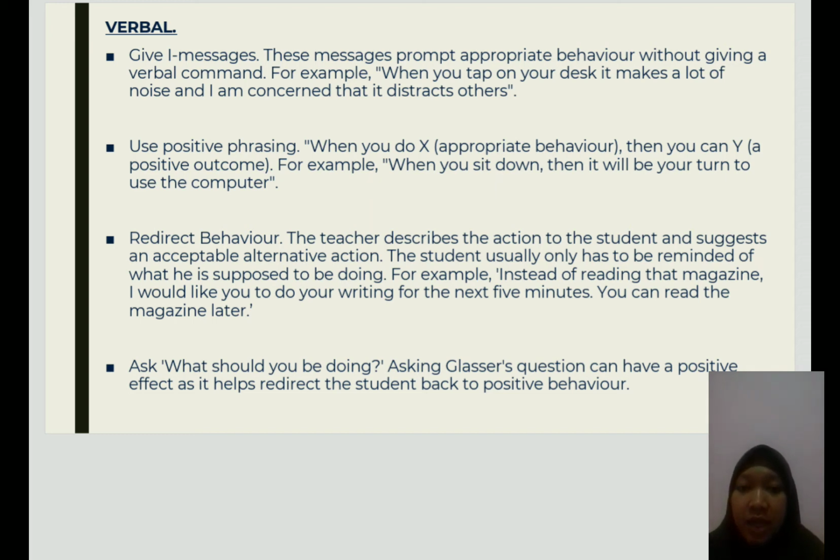Redirect the behavior. The teacher describes the action to the students and suggests an acceptable alternative action. The student usually only has to be reminded of what he is supposed to be doing. For example, instead of reading that magazine, I would like you to do your writing for the next 5 minutes. You can read the magazine later. Ask: what should you be doing? Asking Glasser's question can have a positive effect as it redirects the student back to positive behavior.